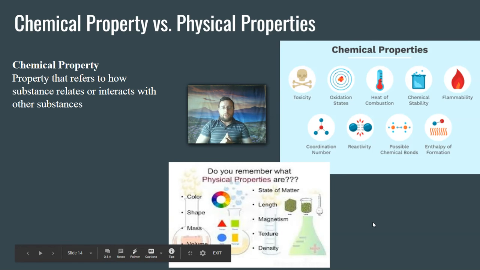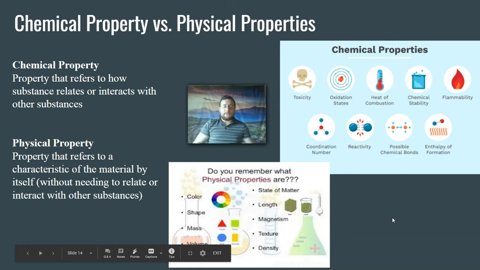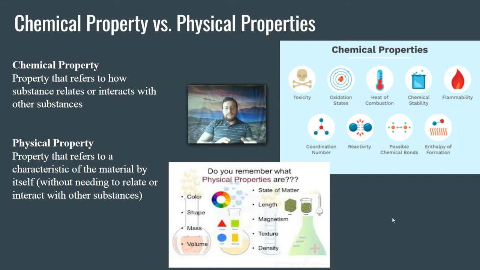A chemical property is a property that refers to its substance as it relates or interacts with other substances chemically. And physical properties have to do more with the substance by itself. It's a characteristic of the material itself, without necessarily needing to relate with other substances chemically. There is one little one that confuses me with this definition, but that's why I said the word chemically at the end of that definition to try to set the difference apart. And we'll talk about that in a second, which is the idea of solubility. But here's some examples of chemical properties.